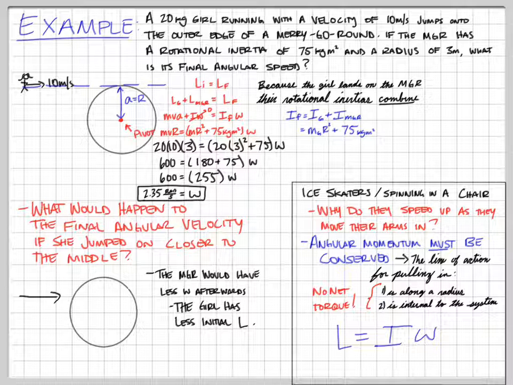And as they bring their arms in, they're decreasing the radius, so they are decreasing their moment of inertia, and they are increasing their angular velocity. That's what's happening in that situation. When they pull their arms in, moment of inertia comes down, and the angular velocity goes up, because angular momentum is conserved.